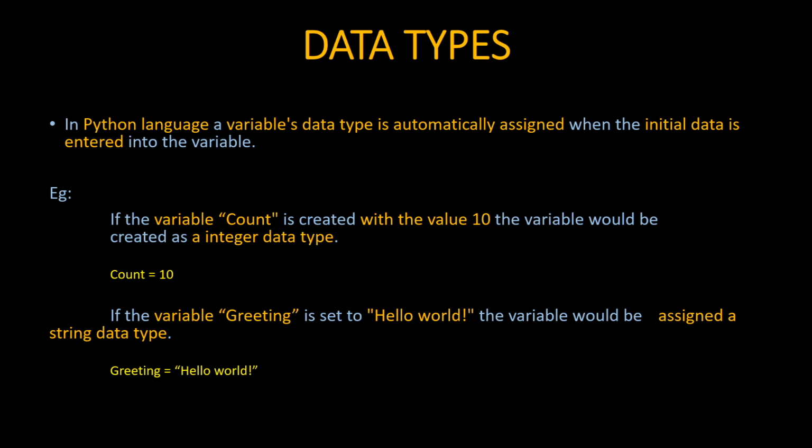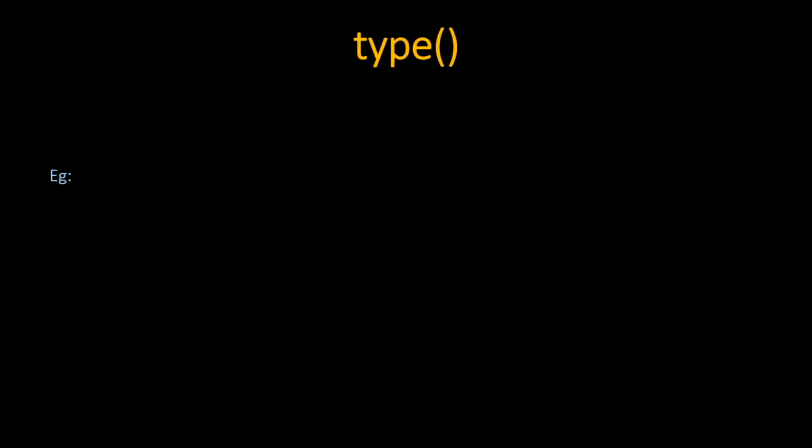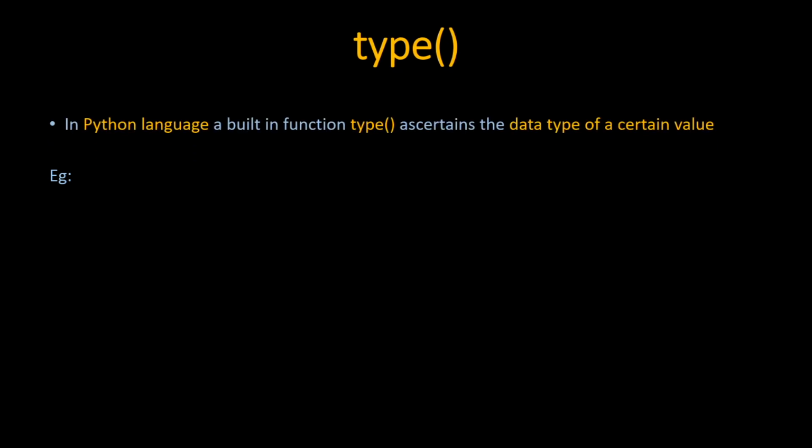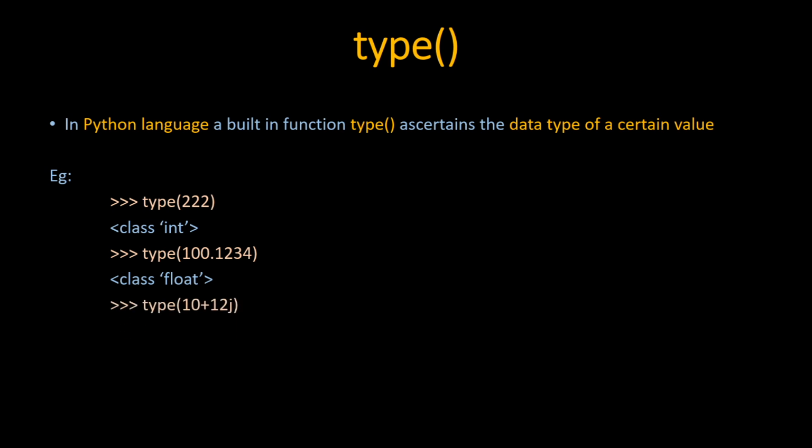Okay, so let's go further and talk about the type method or type function. In the Python programming language, a built-in function type ascertains the data type of a certain value. Let's take an example. Let's say type of 222, so it returns class int. When you write type of 100.1234, it will print class float. When you print type of 10 plus 12j, it will print class complex. That means it's a complex number.